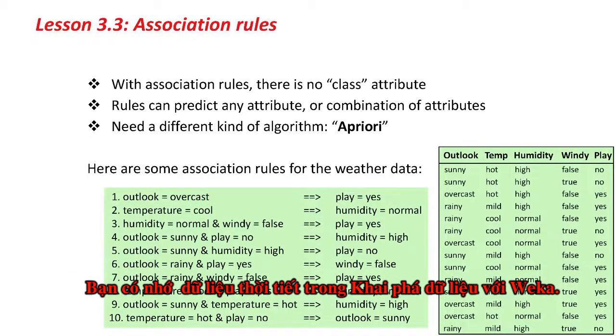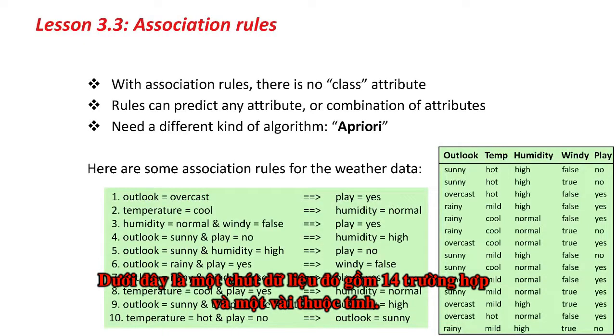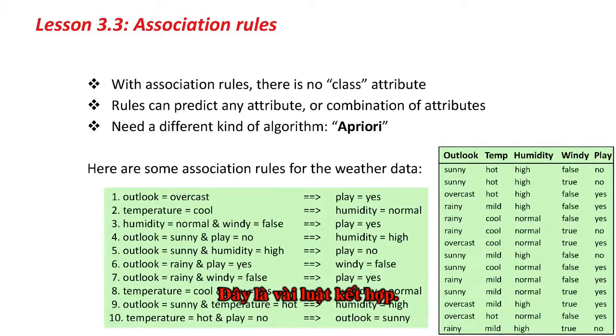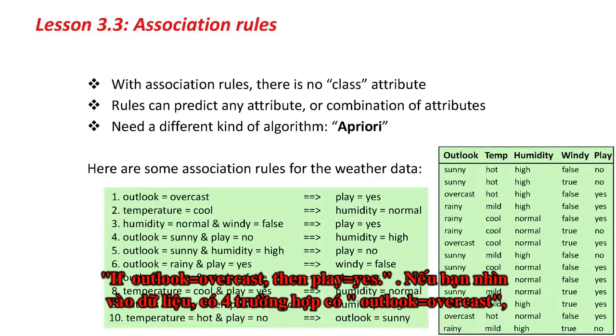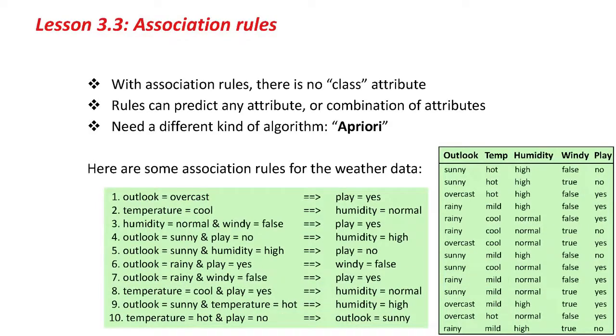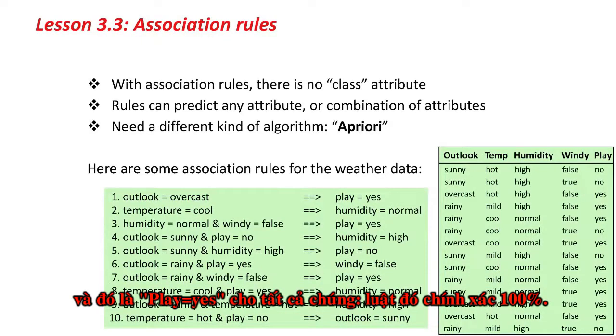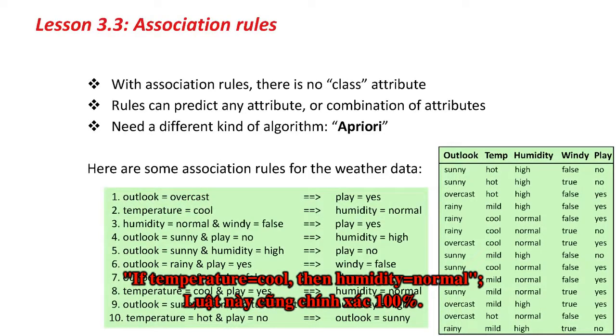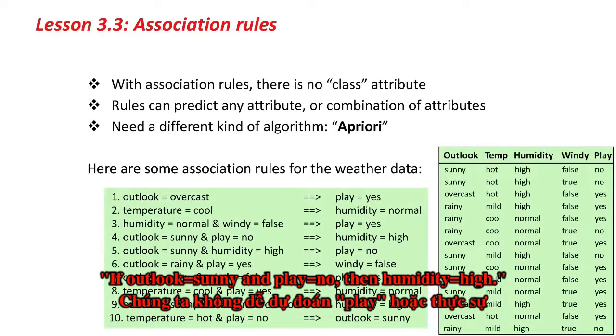I don't know if you remember the weather data from Data Mining with Weka. Here's this little data set with 14 instances and a few attributes. Well, here are some association rules. If the outlook is overcast, then play is yes. And if you look at that, there are 1, 2, 3, 4 overcast instances, and it's yes for all of them. That rule is 100% correct. If the temperature is cool, then humidity is normal. That's also 100% correct. If the outlook is sunny and play is no, then humidity is high.